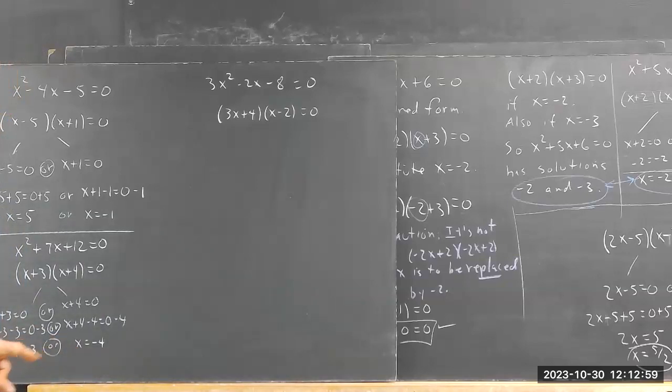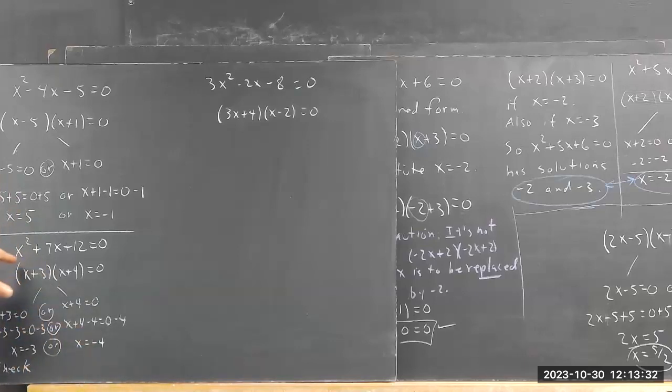Then we can plug these back in. If we plug x equals -3 back in here, we get 9. 7 times -3 is -21. And plus 12. Well, 9 and 12 is 21, and we have -21, so we're going to get 0, so that works. Now, you might have to plug it in here, even use a calculator in some cases.